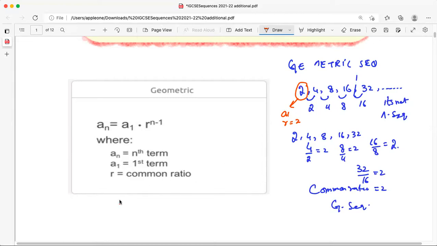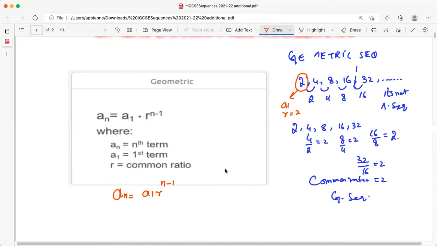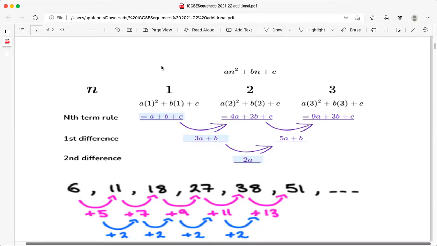Now, how to find the nth term? For the nth term, we write the formula: An is A1 R power n minus 1. That's the formula for the nth term of a geometric sequence. The general form of a quadratic sequence is always this: nth term is an square plus bn plus c, just like ax square plus bx plus c.